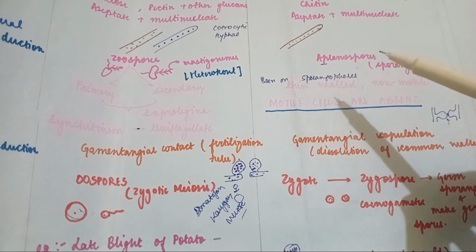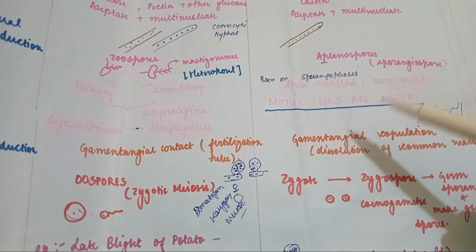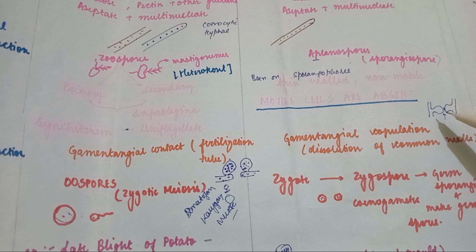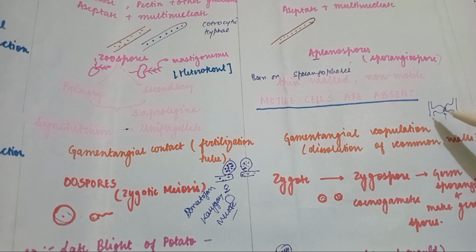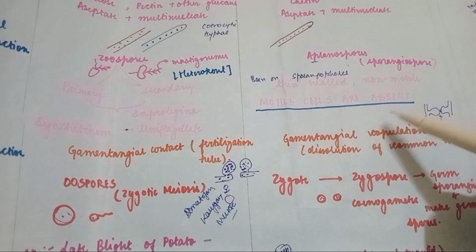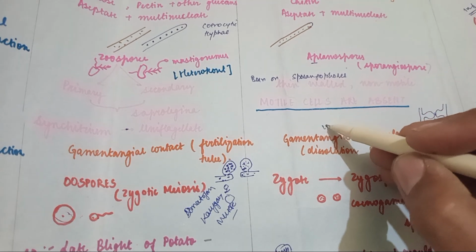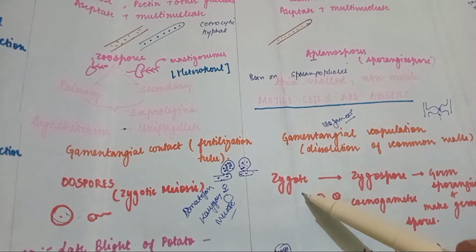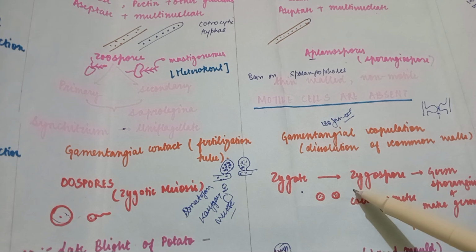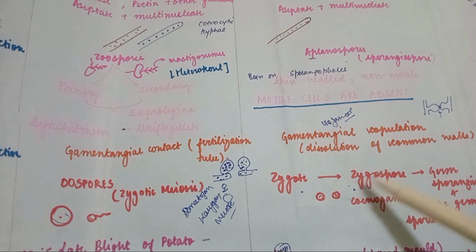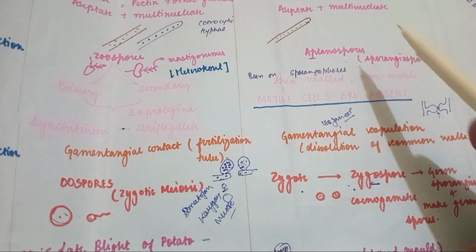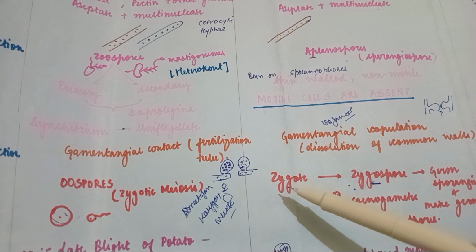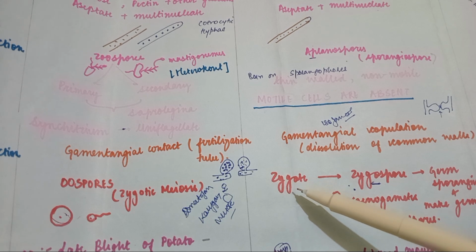In the case of the Zygomycetes, it is gametangial copulation, where the cell wall between them will disappear, and here it is not the oogamous condition, it is the isogamous condition. And the zygote which is produced, after meiosis, will give rise to spores. These spores are called zygospores. So the name is Zygomycetes because zygospores are produced after meiosis of the zygote.